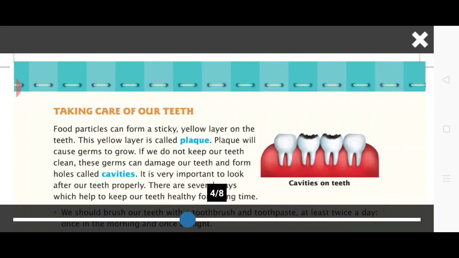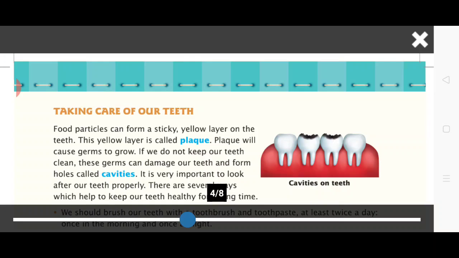Now taking care of our teeth. Students, when we eat something, little bits of food get stuck in the places between the teeth. These bits remain in the mouth even long after a meal is over. Tiny living things called germs start feeding on this food and start producing acid.